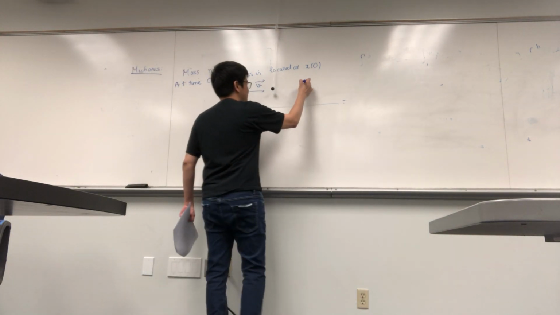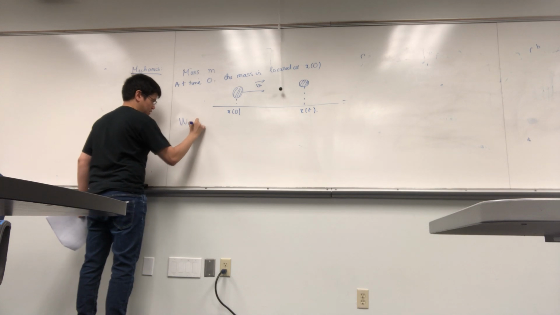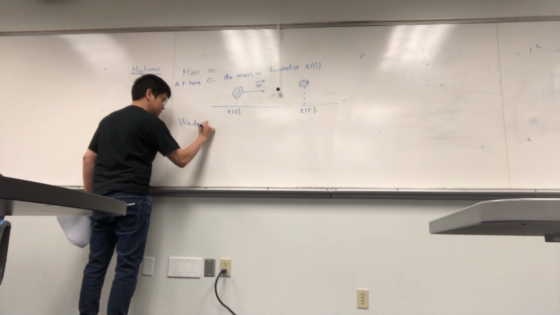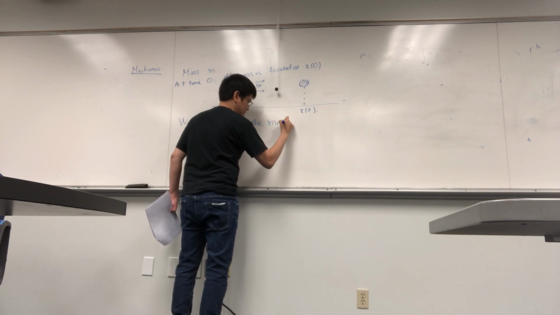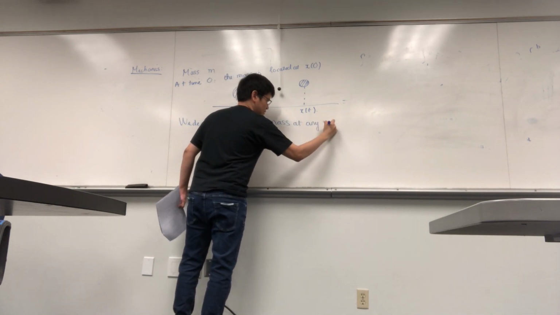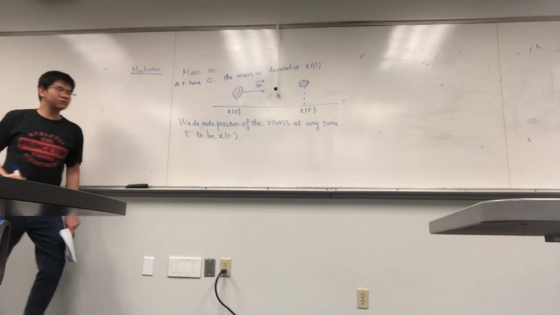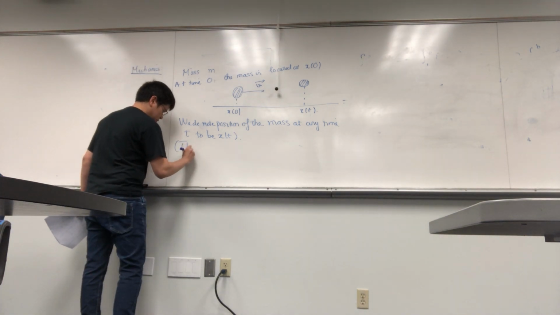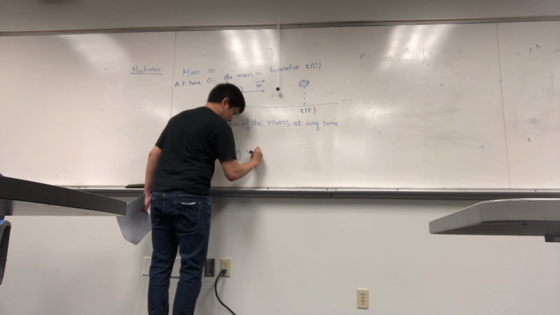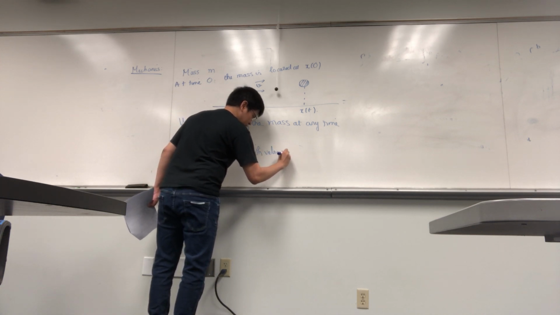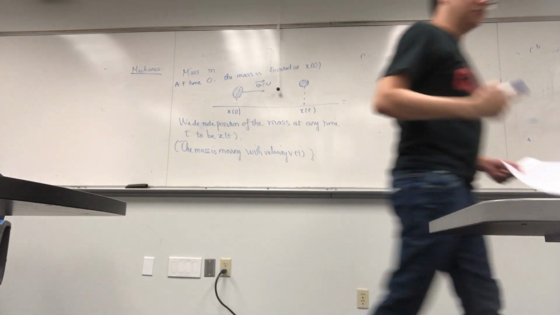At time t, it will be located somewhere. We denote the position of the mass at any time t to be x(t), right? The mass is moving with velocity V(t). So the velocity is changing. It's not a constant, it's changing.